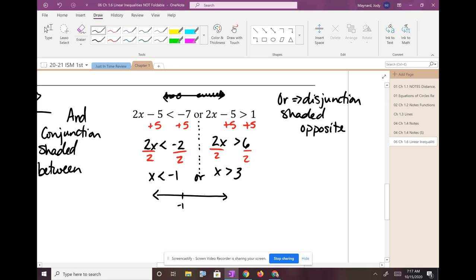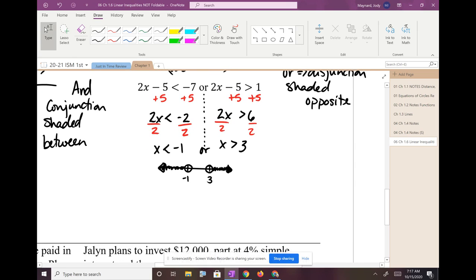You have a -1 and you have a 3. It's less than -1, so we're shaded to the left. And then it's greater than 3, so empty circle because there's no equal to on either one. So we are shaded in opposite directions. So this one, if we try to do it as interval notation, there are two separate intervals here. On your own, go ahead and do the interval notation.